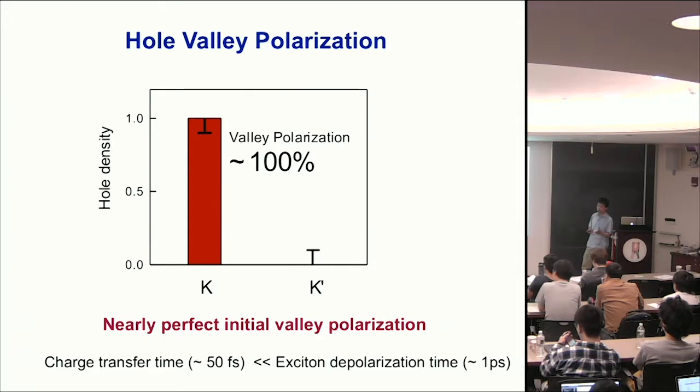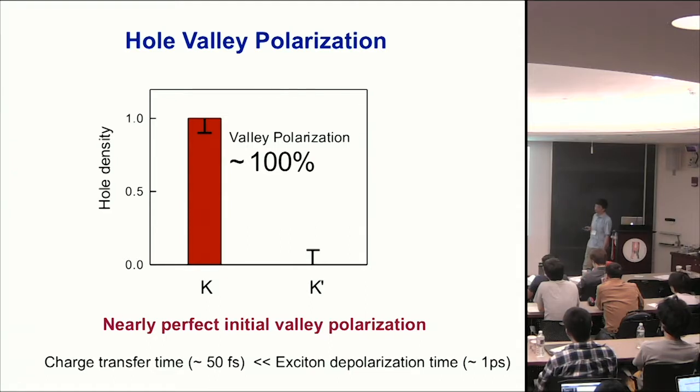And that kind of makes sense because the charge transfer rate, which happens at 50 femtoseconds, is much, much shorter than the exciton depolarization time. So way before the exciton can depolarize, everything is actually separated, and then you have a very well-defined valley polarization.